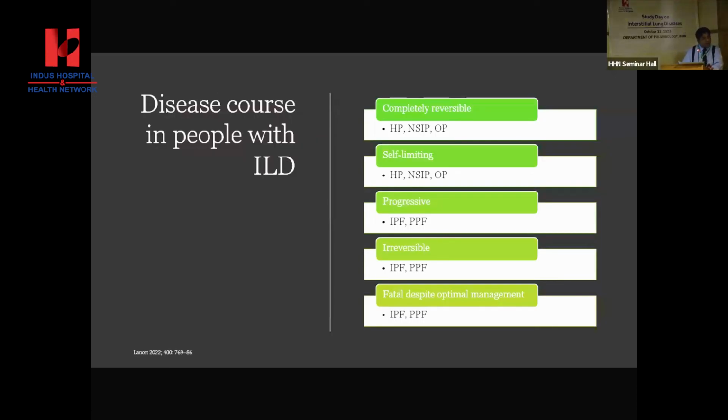Regarding the disease course, one important course is completely reversible. Second is a self-limiting course of ILD. Third, progressive. Fourth, irreversible. And last, despite everything, it progresses and may have fatal consequences. Completely reversible can happen in HP, NSIP, organizing pneumonia. I'm using the abbreviations, I hope, because everybody here is generally related to pulmonology. Progressive is IPF and PPF, for example, the new terminology that has already been introduced, and we'll talk about that as well.